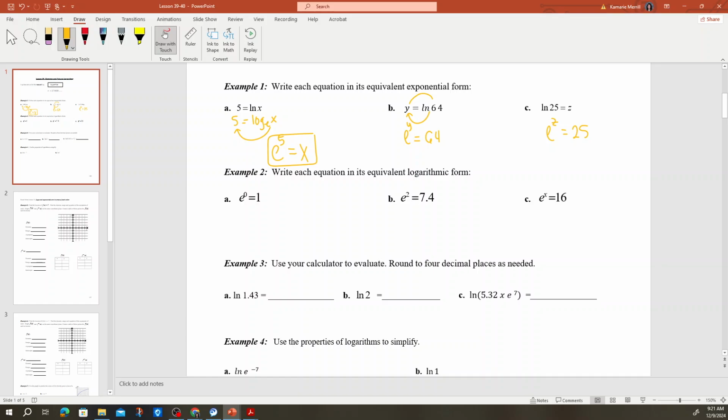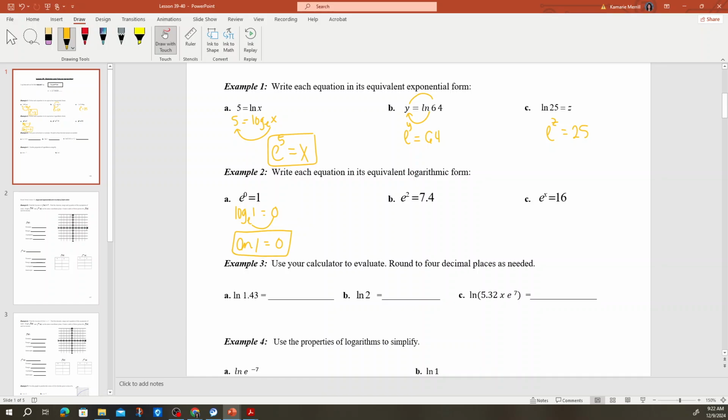All right, this one I want you to go backwards and write them now in their equivalent logarithmic form. So I might choose to go log base e because e was raised to a 0, and that's a 1. But instead of saying log base e, I should have said what? ln. And I would say ln of 1 is 0. Does that make sense to everybody?